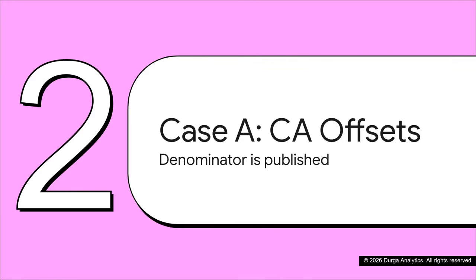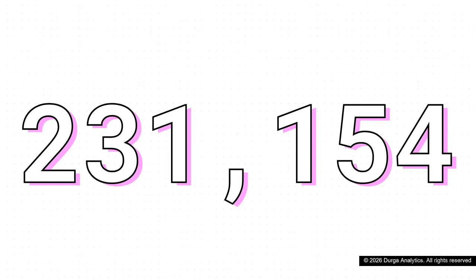Which brings us to Section 2. Case A, California offsets. This is a rare scenario where that missing denominator is actually published. Let's rewind to May 2014. The California Air Resources Board proposes the invalidation of a massive chunk of offsets. The headline number?